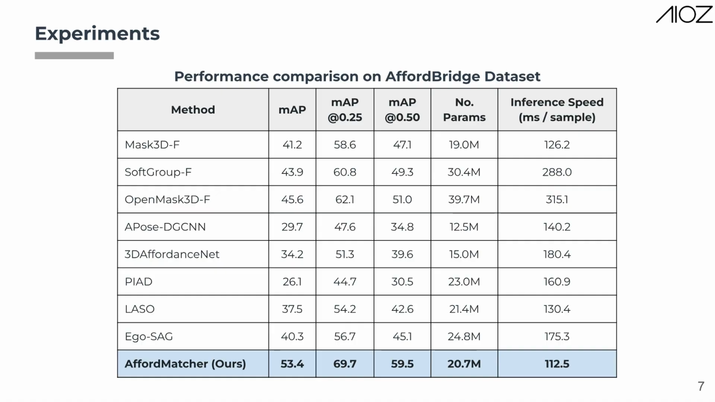Let's evaluate the effectiveness of our AffordMatcher on the AffordBridge dataset. As we can see, AffordMatcher achieves an overall mAP of 53.4, outperforming the second-best baseline by around 8, while providing superior localization of functionally relevant regions among both low and high intersection over union thresholds. The improvement demonstrates the effectiveness of visually guided reasoning in improving spatial affordance localization in 3D scenes.